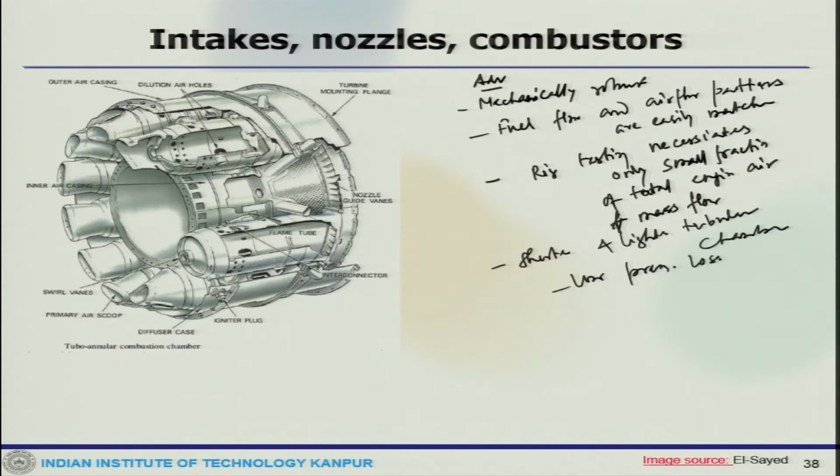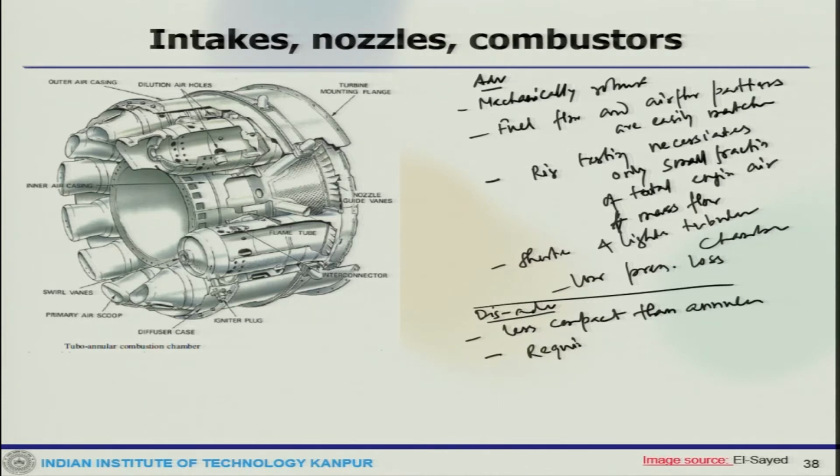So these are the advantages, but obviously when there are some advantages, there could be some disadvantages too. One is that it is less compact than annular. It requires connectors, and it incurs the problem of light-round.